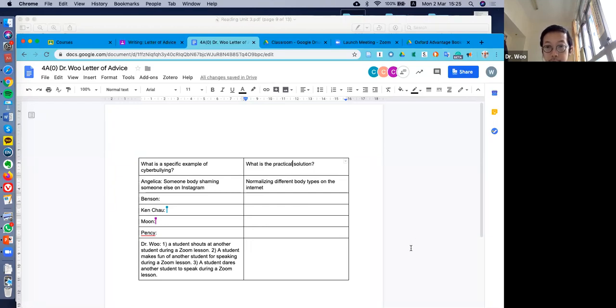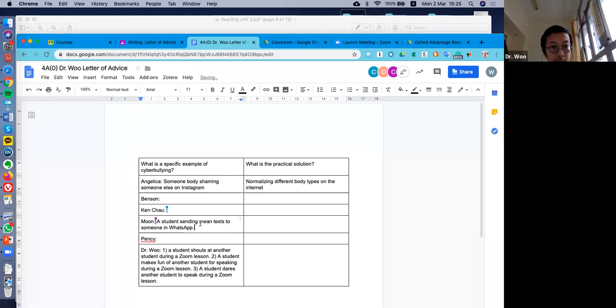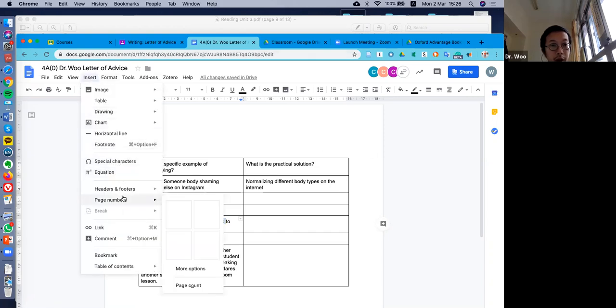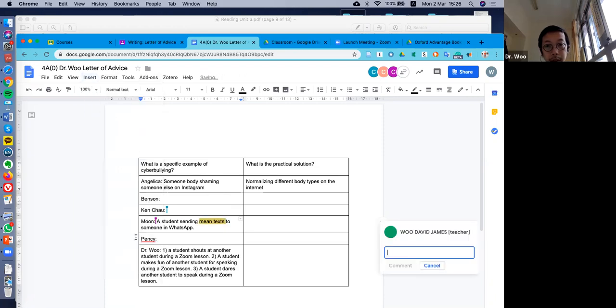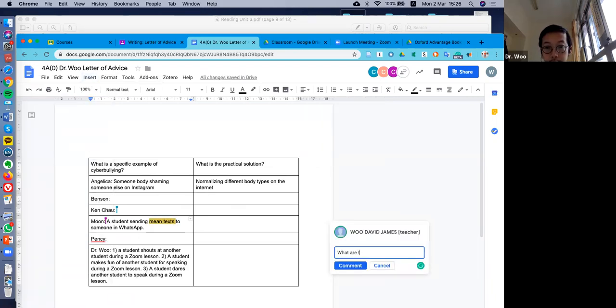Yes, okay, Moon, that's great. Yeah, a student sending mean text to someone in WhatsApp. Okay, I'm putting that here, Moon, for you. But what is the mean thing? Like, what actually is in the text? What are the mean things in the text?